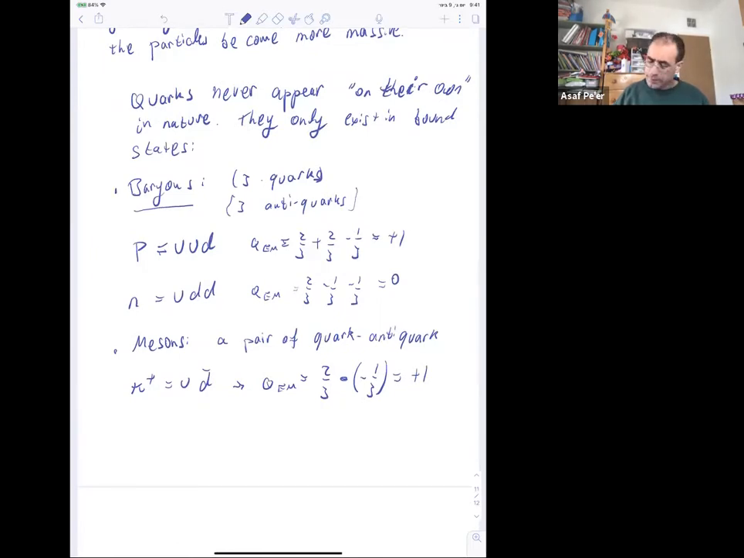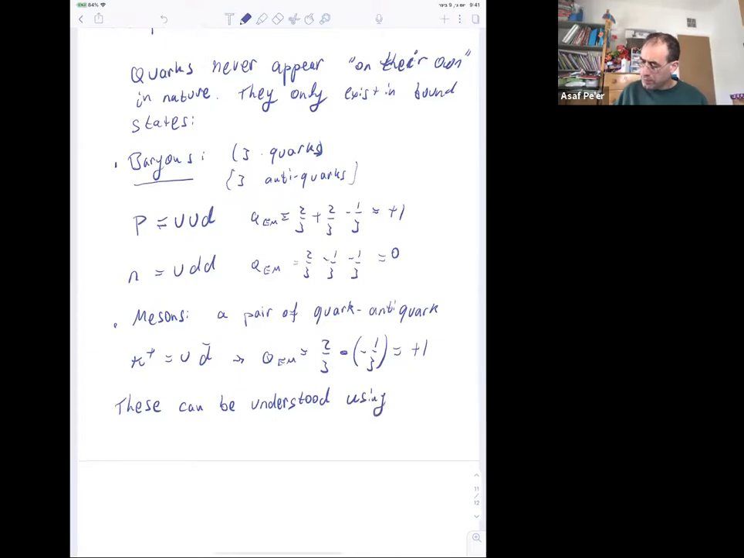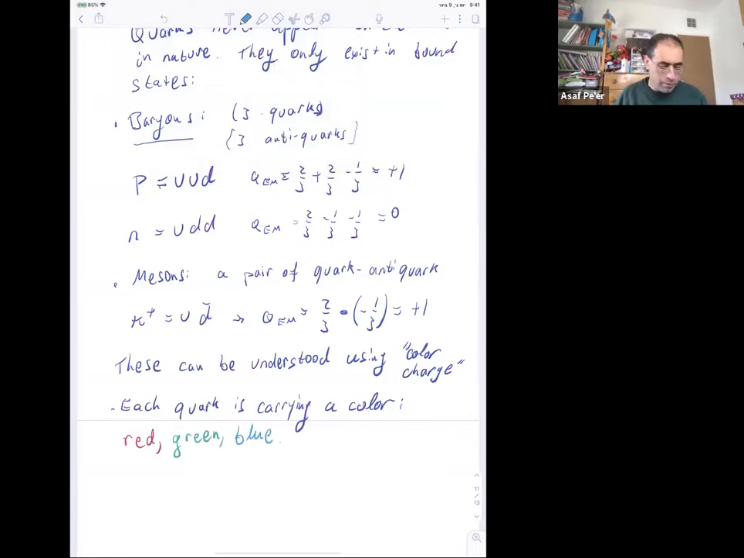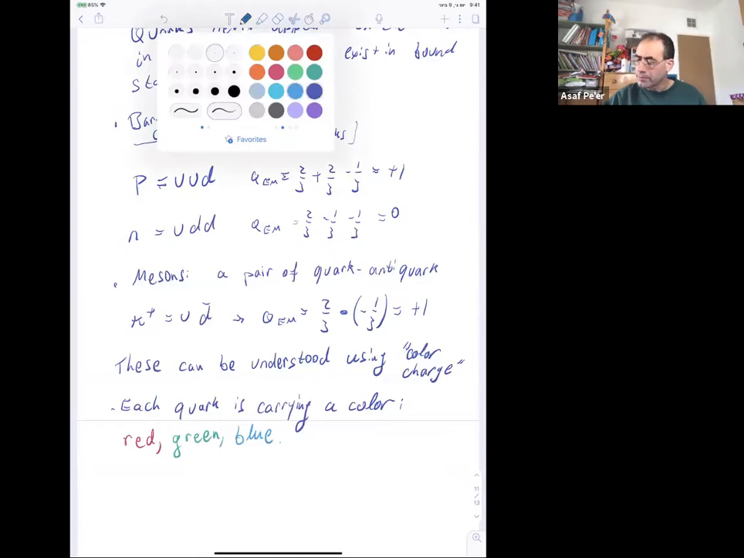And as I stated, this can be understood with the use of the color charge. We say that each quark is carrying a color, which can be either red, green, or blue. Of course, antiquarks carry anti-color.